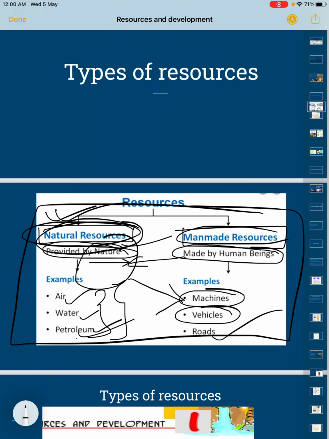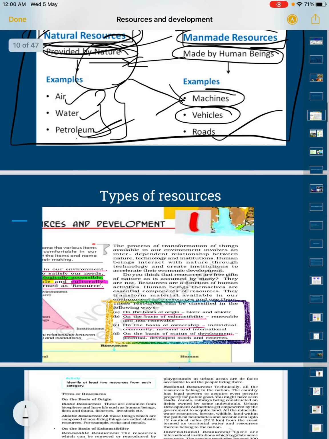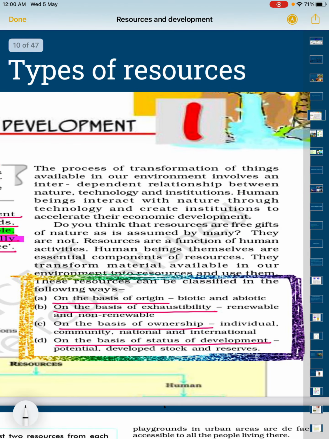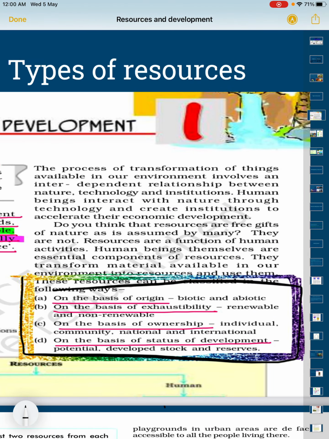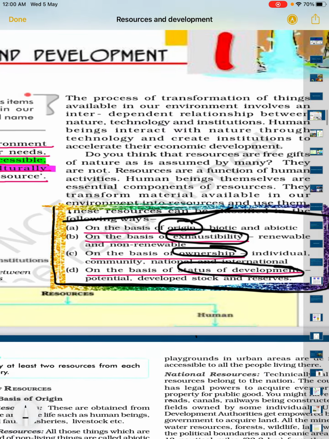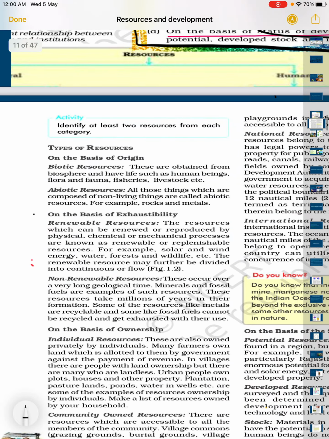Today we are going to learn a little bit more on the classification. If you see this particular page in your book, you will see the classification of resources on the basis of origin, on the basis of exhaustibility, on the basis of ownership, and the status of development. So first let's take on the basis of origin. On the basis of origin means from where it has taken its birth. So on the basis of origin, I can classify resources as biotic and abiotic.